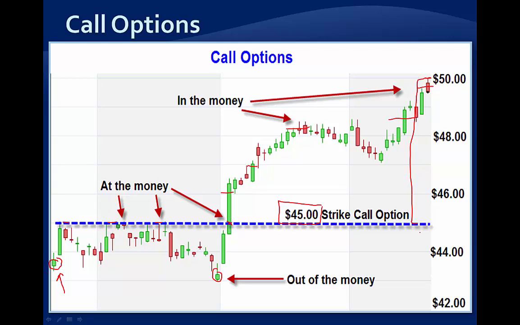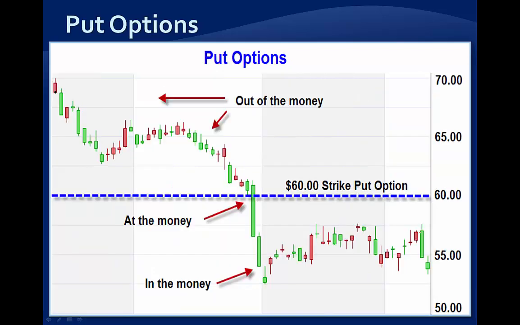Sometimes an in-the-money option becomes out of the money. Stocks are moving, changing the value of the option, but that's how you consider whether they're in the money, at the money, out of the money, and so forth.